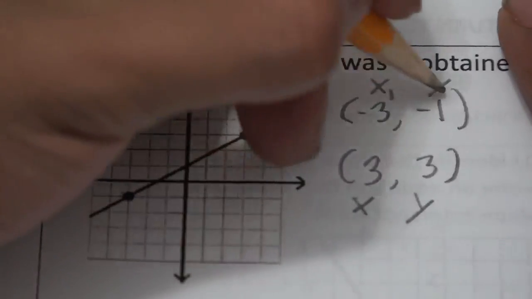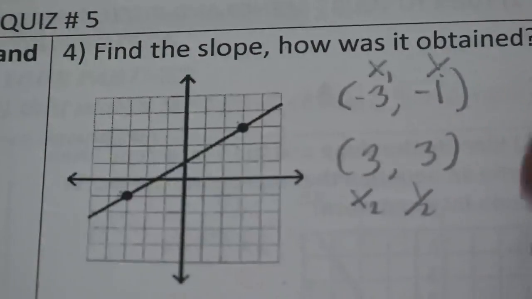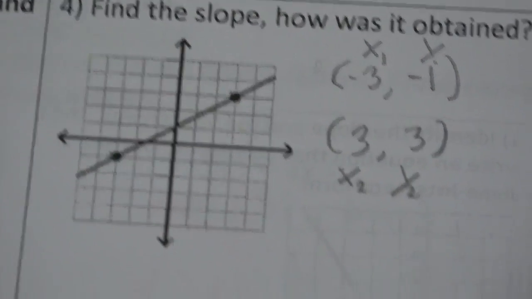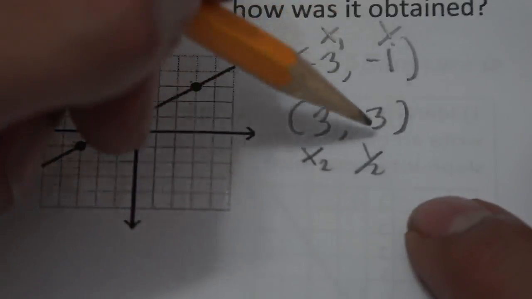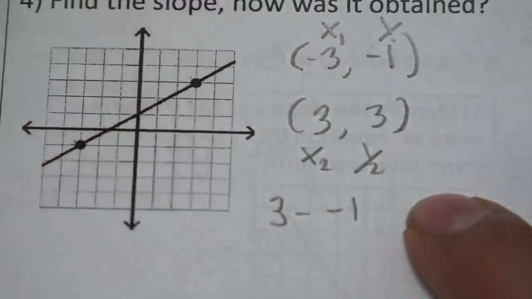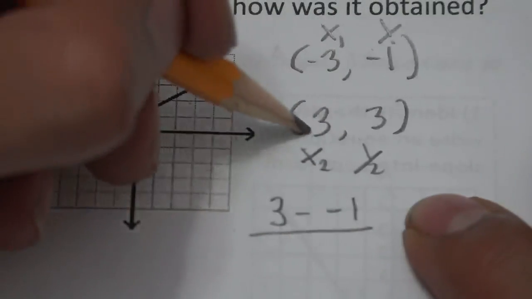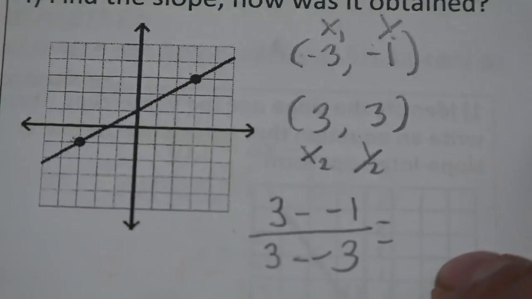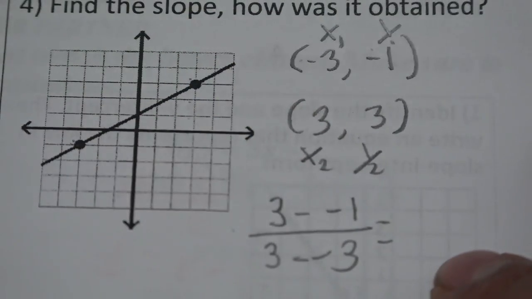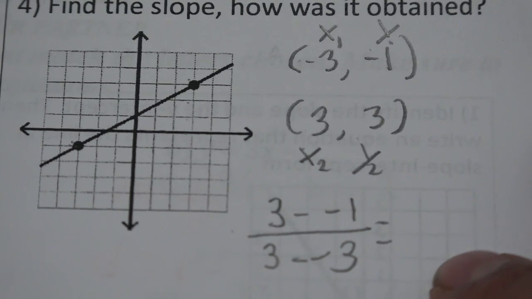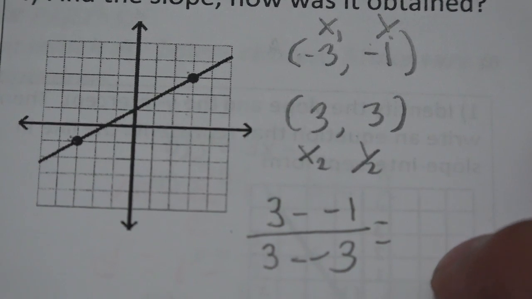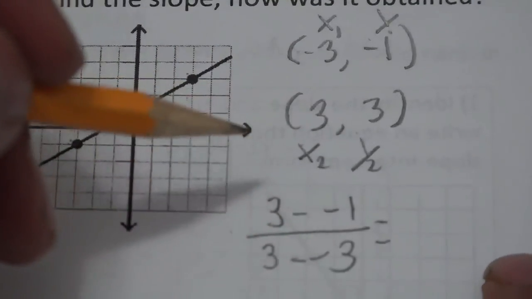X, Y, X, Y. 1, 1, 2, 2. So let's do the formula for the slope. You subtract the y's over subtract the x's. So y2 minus y1. 3 minus -1, you see that? Over 3 minus -3. Okay, you could always put this in the calculator and the calculator will give it to you as long as you put it as a fraction. You want me to show you, don't you? Okay, I can show you, but let me just do it manually first.